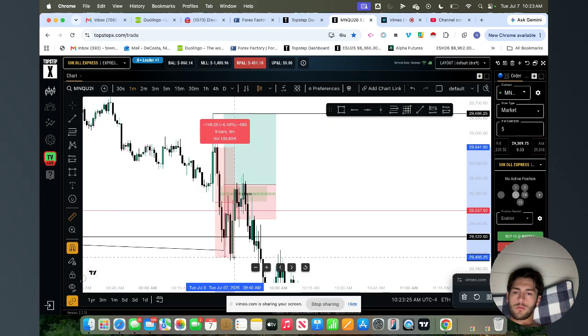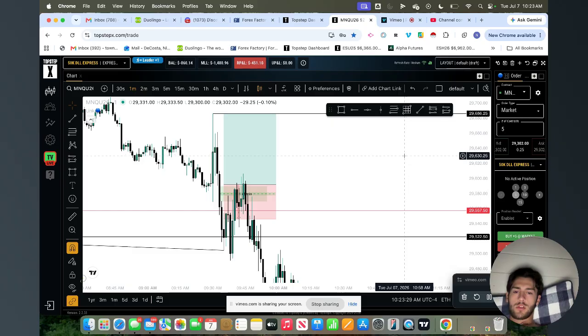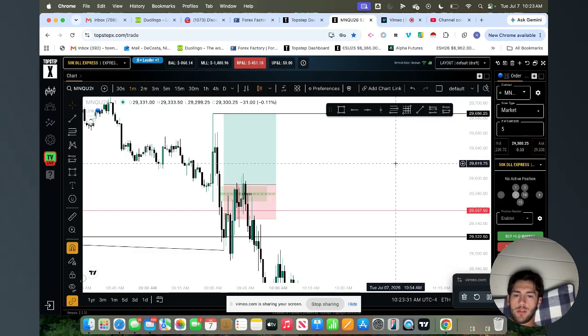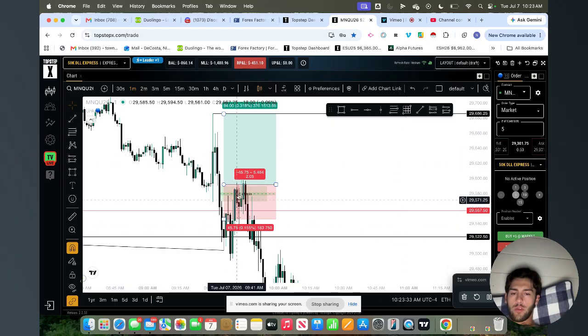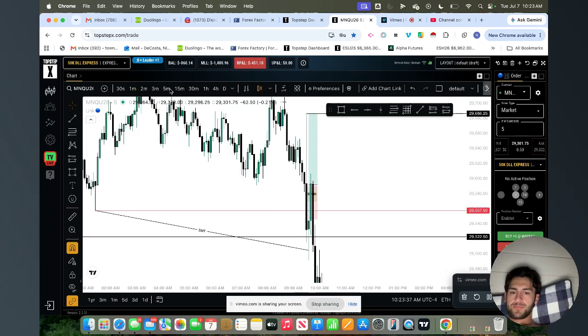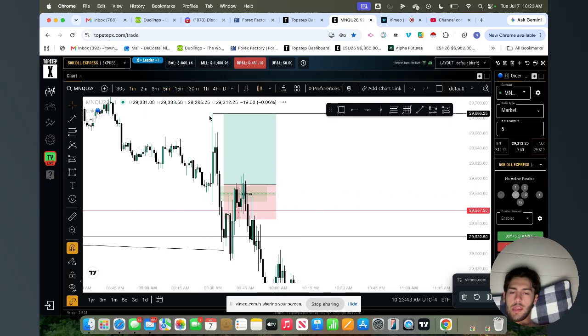So you could say, oh, structure is clearly bearish now. Okay, if structure is clearly bearish, then why did we just sweep the liquidity, get a great reaction off of it on the higher time frame, as you can see here, and inverse a 5-minute and a 1-minute?